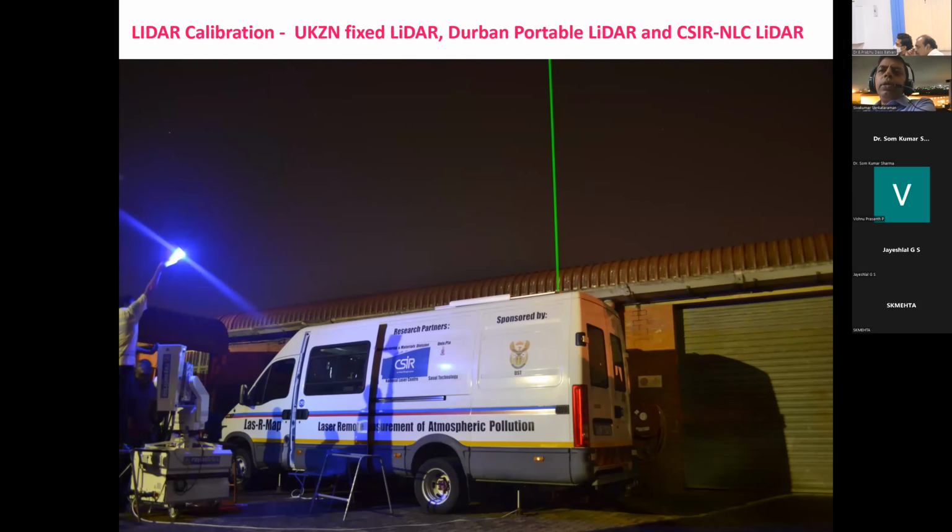So what we did was bring the old system from CSIR. We parked it next to our campus, and then we operated together. We have the same green laser emitted from the mobile lidar, and a fixed lidar on the other side, and we calibrated the system one to one. Of course, we also have the other lidar. I will talk about it in the next few slides.